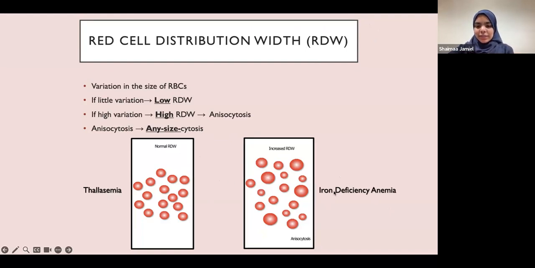And how do you remember this? Maybe because, for example, in iron deficiency anemia, some cells get to have more iron than others, so some of them get to grow bigger than others. But in thalassemia, since it's a genetic mutation and all the hemoglobin has the same mutation, then they're all the same size, maybe like that.